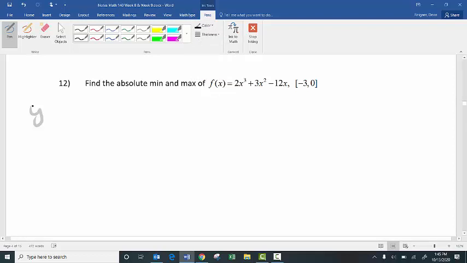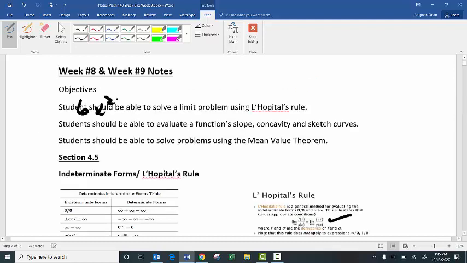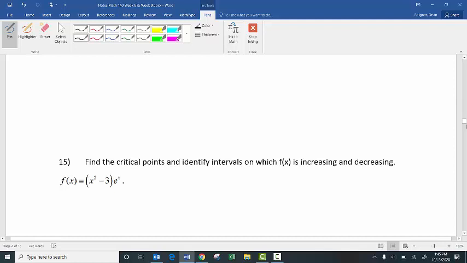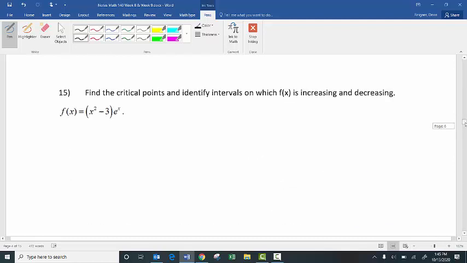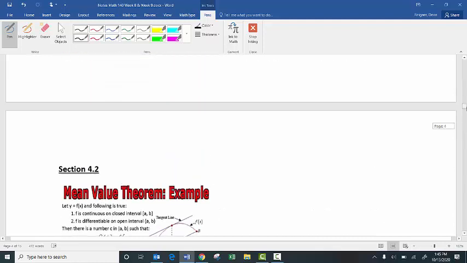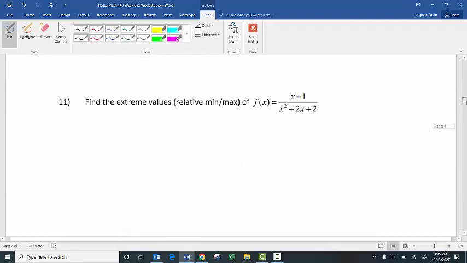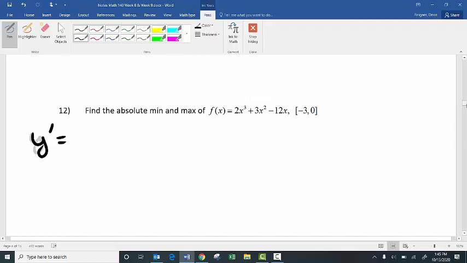All right, so you have 6x squared. All right, here we go. 6x squared plus 6x minus 12, set it equal to 0, factor out a 6.